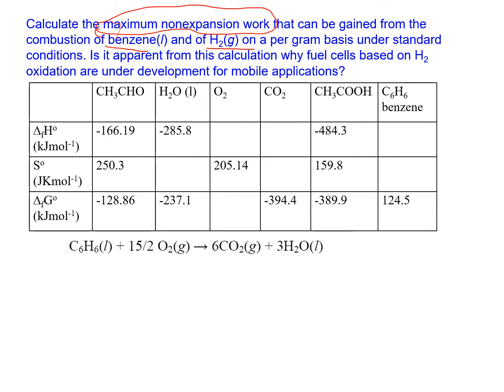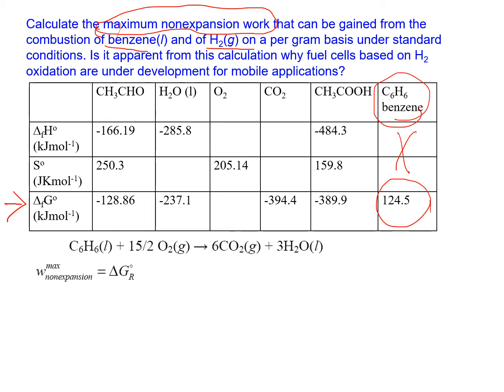So how do you calculate delta G? Remember, we have two ways to calculate delta G. One is to use the formation Gibbs energy of product minus the formation Gibbs energy of the reactants. The other one is to use the reaction enthalpy minus temperature times reaction entropy. So let's see which one is available, the data. So benzene is C6H6, right? So we don't have these numbers. We only have the formation Gibbs energy. Therefore, we have to use the second method.